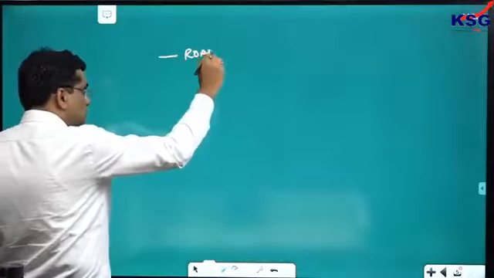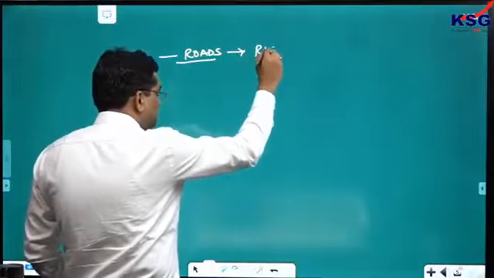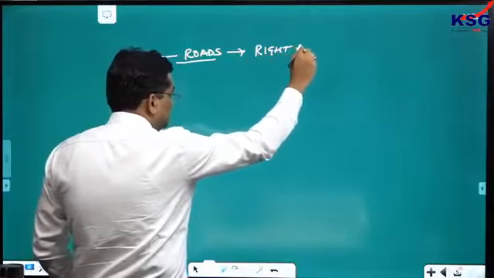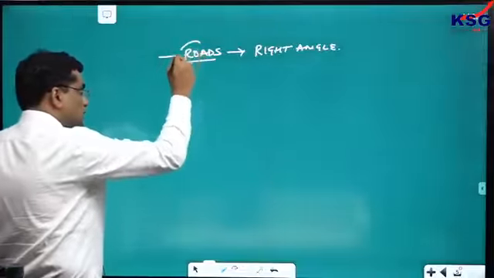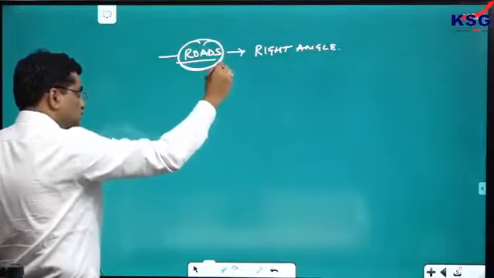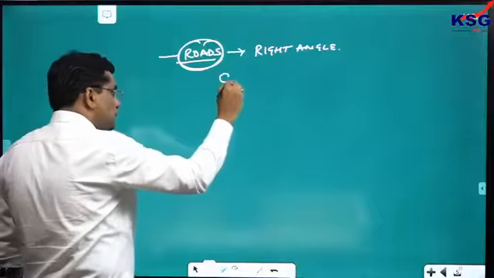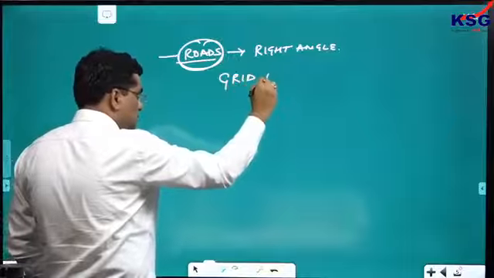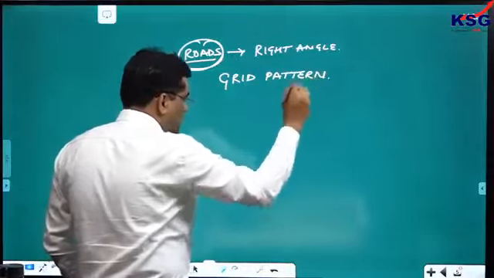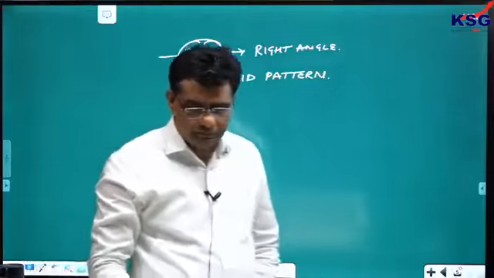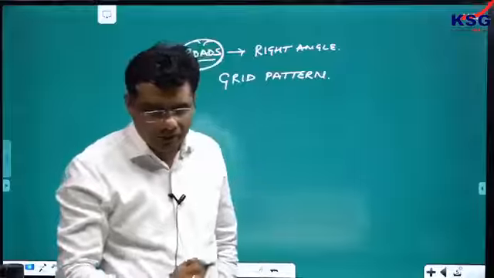Roads are cutting each other at right angle. This is called grid pattern. I am repeating so many times so that you can write.